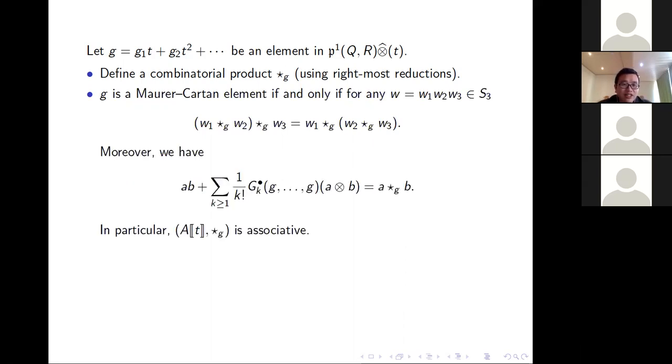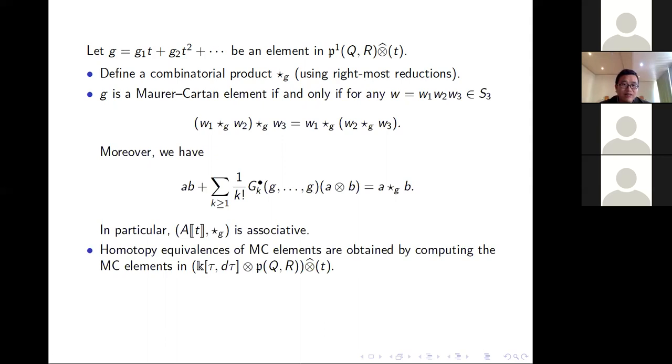Moreover, if G is a Maurer-Cartan element, then by the L infinity quasi-isomorphism, we can send it to a Maurer-Cartan element in the Hochschild cochain complex, right? And by the general fact, a Maurer-Cartan element in the Hochschild cochain complex gives a star product, namely an associative product. So if we denote the left-hand side by a star prime b, then a star prime b should be associative because G is a Maurer-Cartan element. And actually by direct computation, we check that the left-hand side also equals the combinatorial star product. So in particular, this implies the combinatorial star product is associative.